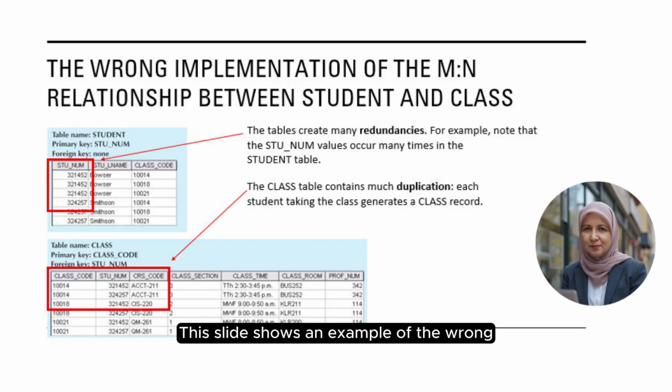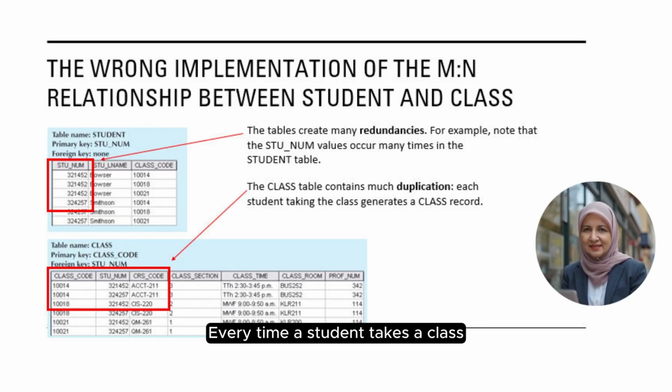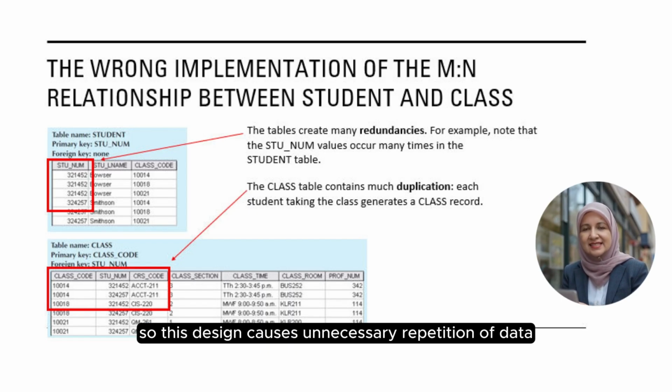This slide shows an example of the wrong way to implement a many-to-many relationship between student and class. In the student table, the class code is repeated multiple times for the same student. This creates redundancy, where the same student information appears again and again. In the class table, we also see duplication. Every time a student takes a class, a new class record is created, even though the class itself is the same. So, this design causes unnecessary repetition of data, making the database inefficient and harder to maintain.